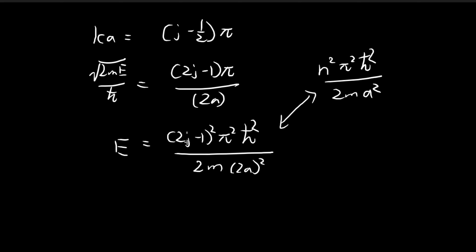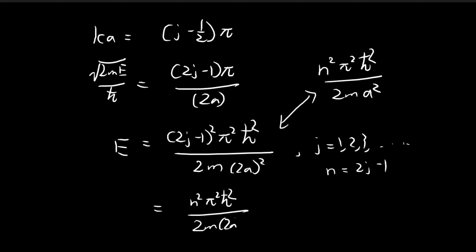And then once again, like before, I don't like writing 2j minus 1. So for this case, j is equal to 1, 2, 3, and so on. But instead of writing this, I'm going to define n to be equal to 2j minus 1. So now I can rewrite this expression as n squared pi squared h bar squared divided by 2m (2a) squared. And this time, n is going to be equal to 1, 3, 5, and so on.